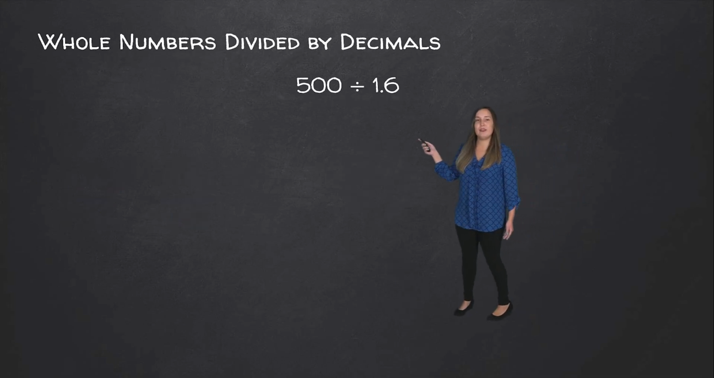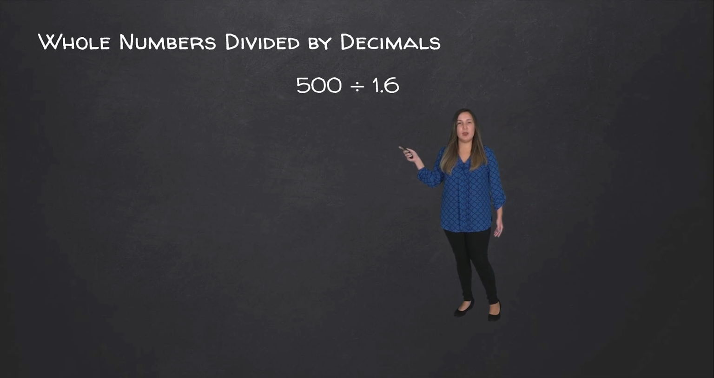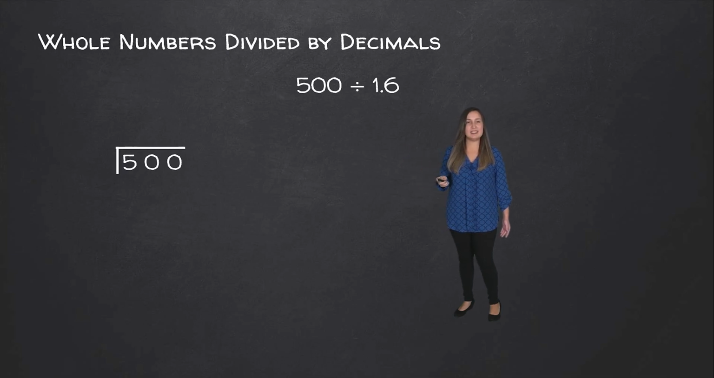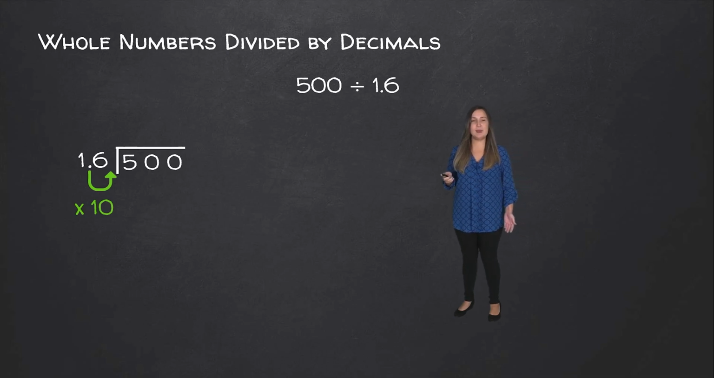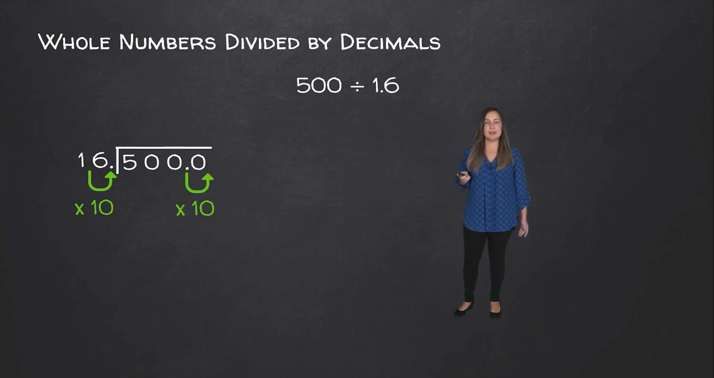Now we have 500 divided by 1 6/10. 500 is our dividend, so that goes on the inside. 1 6/10 is our divisor, so that goes on the outside. And then we have to multiply it by a power of 10 to make it a whole number. And in this case, 10 would be enough. So we do 1 6/10 times 10, that would give us 16. And then we also have to multiply 500 times 10, and that would give us 5,000.